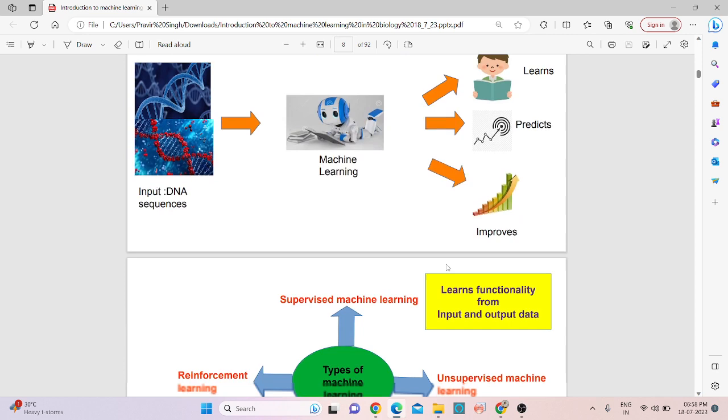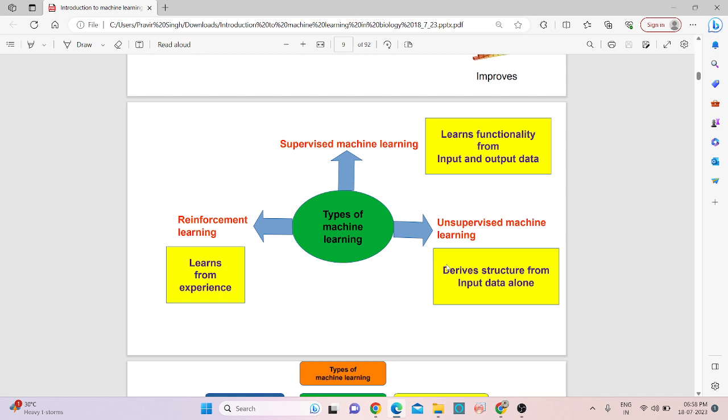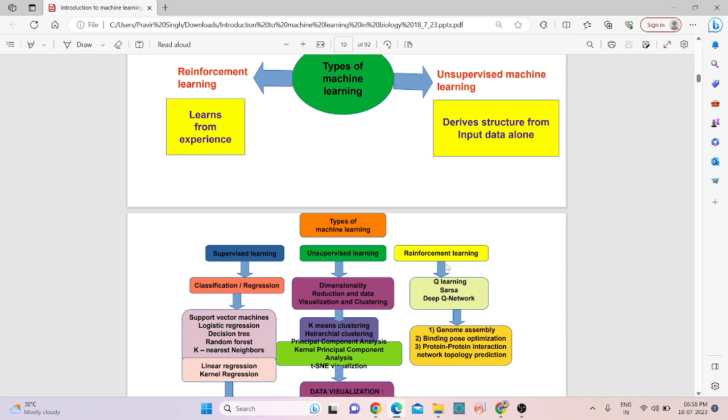There are different types of machine learning. Supervised learning learns functionality from both input and output data. It knows both the input data as well as the output labels. I'll come back to this a little later. Whereas unsupervised learning derives the structure from input data alone. Reinforcement learning learns from experience. In this lecture, we'll mostly restrict to only supervised learning.